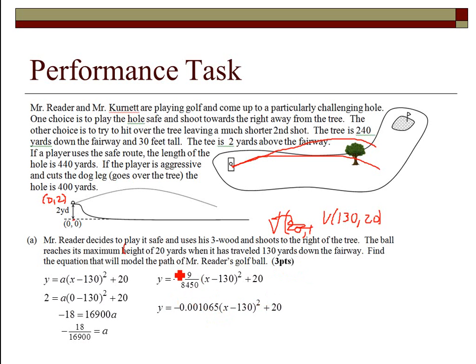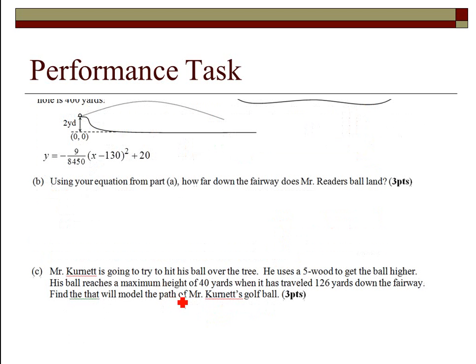Okay, so now we're going to use this equation to answer the next part. So, using your equation for part A, how far down the fairway does Mr. Reeder's ball land? Well, it's going to land when the height equals 0. So when y equals 0, we're going to solve this equation. Now you could square this, multiply it out, try to use quadratic formula. Way hard. Make it easier. So I'm going to subtract 20. Then I'm going to multiply by the reciprocal here. So I'm going to multiply by 8450 and divide by negative 9. So that's going to make this a positive.